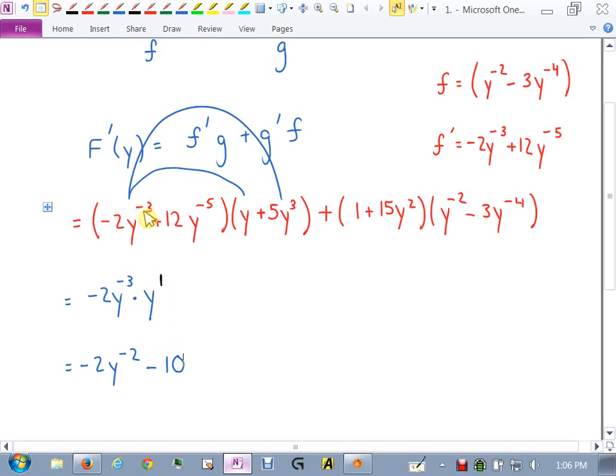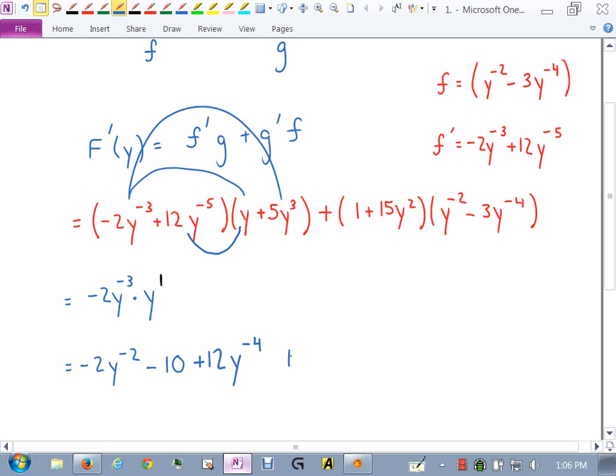Y to the negative 3 times y to the 3. You add negative 3 and 3, you get 0. Y to the 0 is 1. So this is negative 10. Then you do this one. I'll have a plus 12. Y to what power? Negative 5 plus 1 is negative 4. You following?